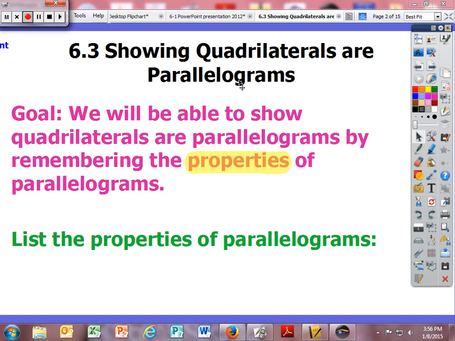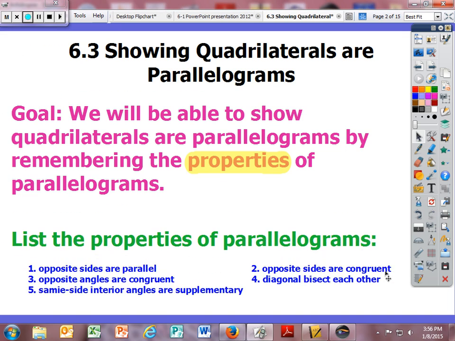Okay, so first thing I want to do is list the properties of the parallelogram. So take a minute, pause the video, and see if you can list them on your own. Alright, now that you have done that, here they are. See if you got them. Opposite sides are parallel, opposite sides are congruent. Opposite angles are congruent, diagonals bisect each other, and the same side interior angles are supplementary.